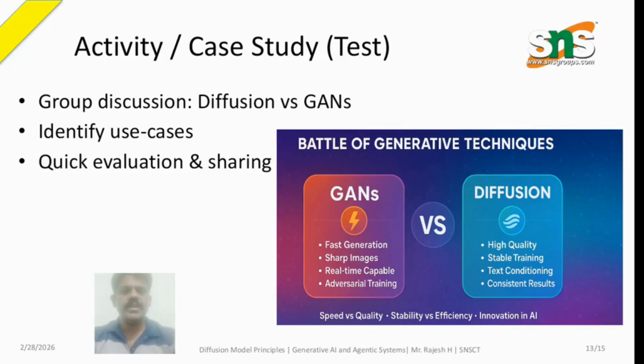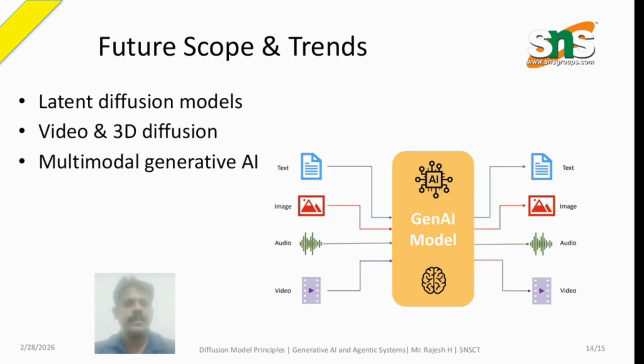And students, you can take the activity like diffusion model versus GANs. You have to compare them through a group discussion, or you can identify various use cases of how the diffusion model is used in image generation. So we have a quick evaluation. There is also an example of comparison given between GANs and diffusion.